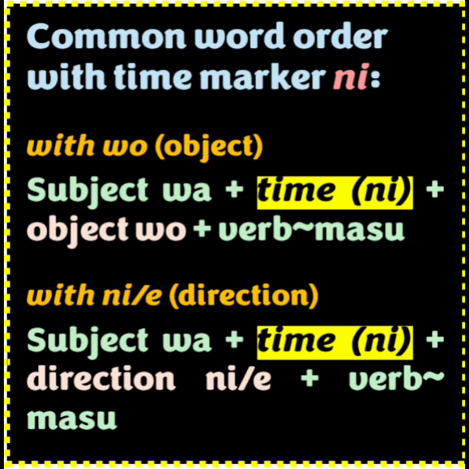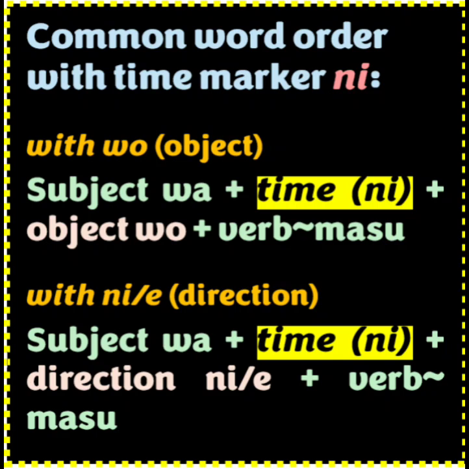In sentences with objects, subject wa, time (ni), object o, verb in the masu form. And in sentences with directional verbs, subject wa, time (ni), direction ni, or direction e, and the verb in the masu form. You may notice that ni in both of these word orders is enclosed in parentheses.